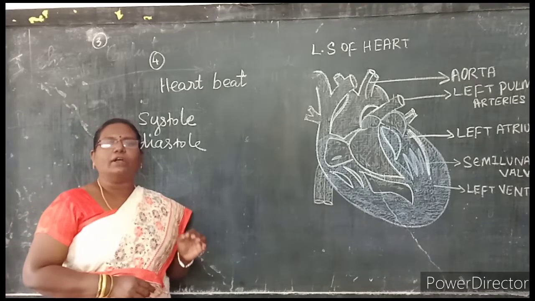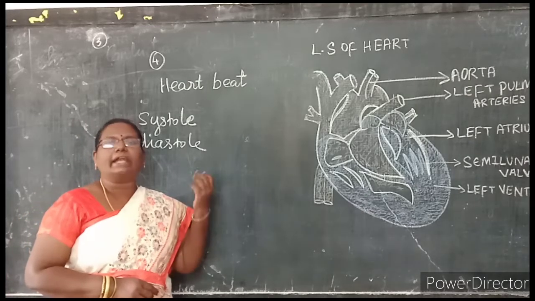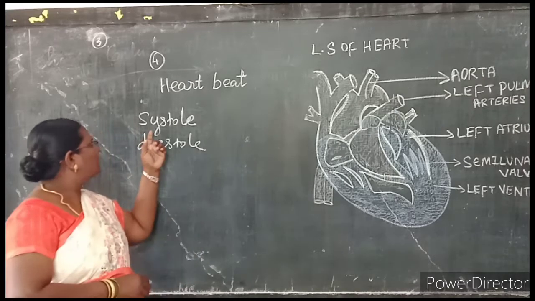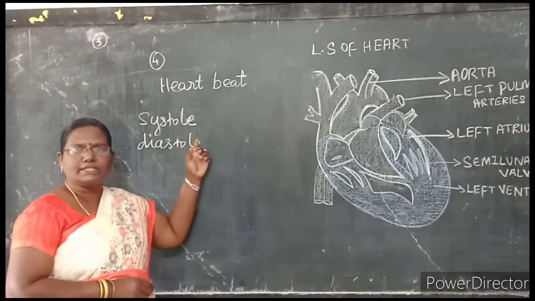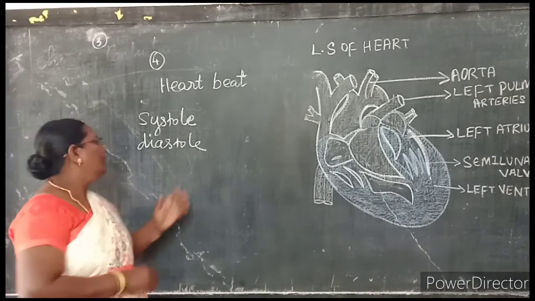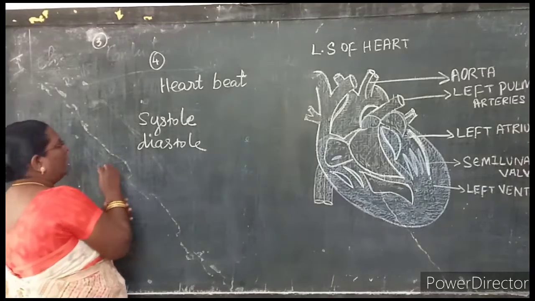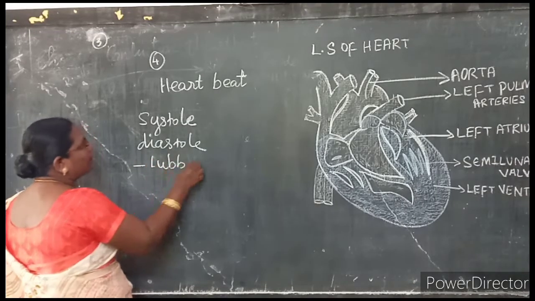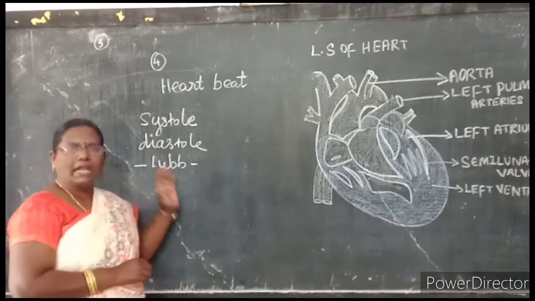So what is a heartbeat? The rhythmic or continuous contraction and relaxation of the heart is called a heartbeat. The contraction of the heart is called systole. The relaxation of the heart is called diastole. During the heartbeat, there are two types of sounds. The first sound is the lub sound.